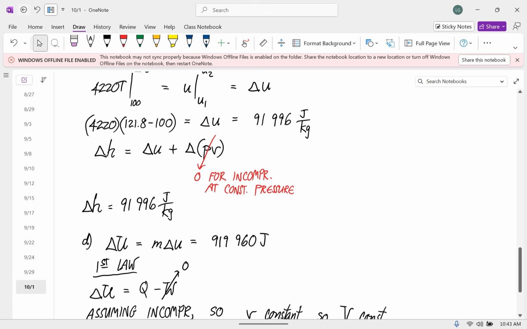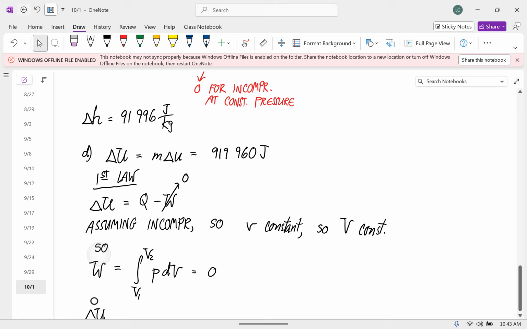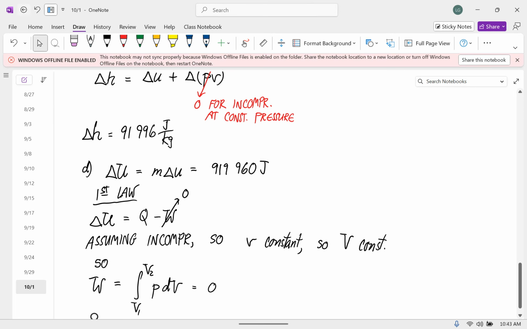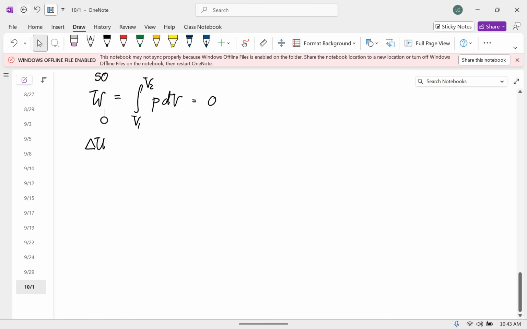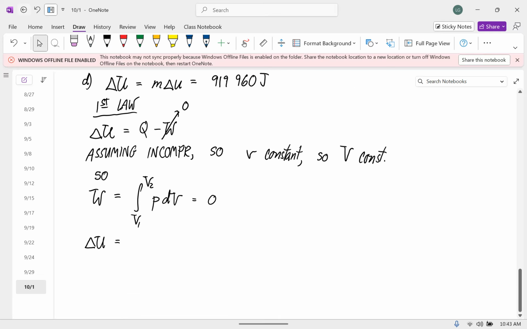So I guess the one thing we have left to do here is the change in internal energy. We didn't calculate that yet, did we? Oh yeah, just up here above is equal to 919,960, and that's equal to Q. And this is joules.